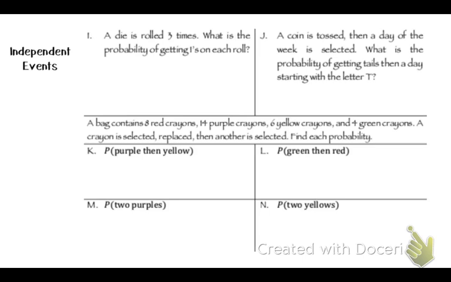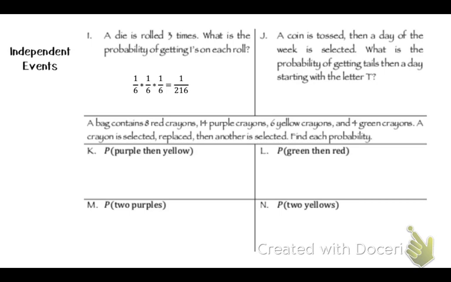Okay, so let's get to these ones. These are independent. So a die is rolled 3 times. We want to know the probability of getting 1 on each roll. Well, the probability of getting 1 the first time is 1 out of 6. The second time would be 1 out of 6. The third time would be 1 out of 6. It doesn't matter if I got it the first time. My probability stays the same. So that's going to be 1 out of 216.